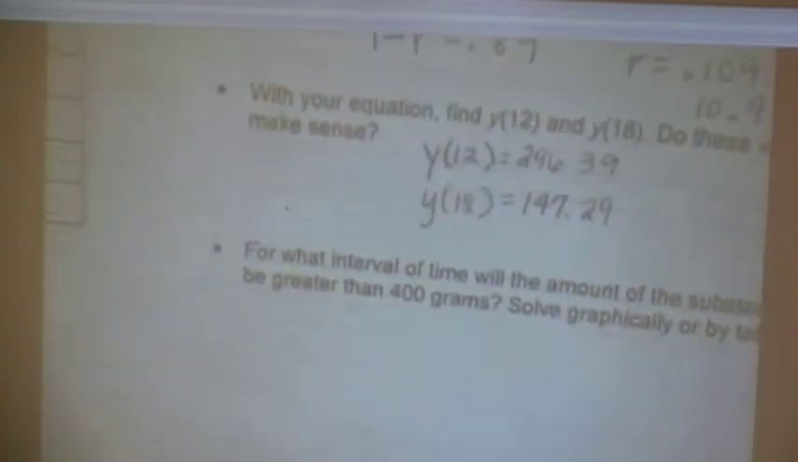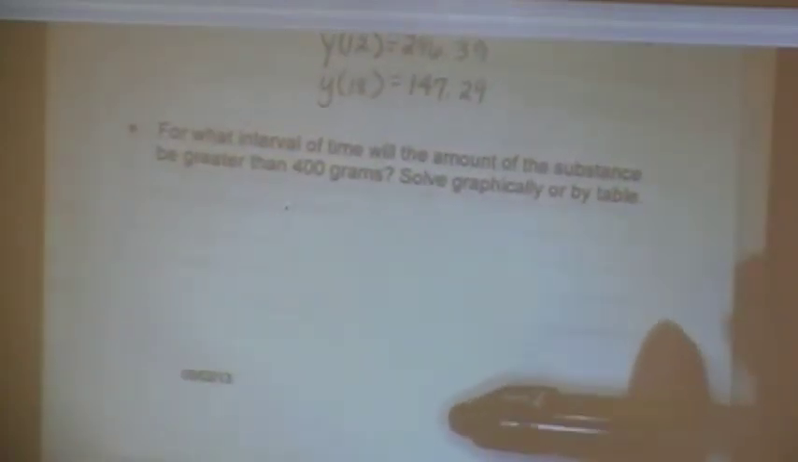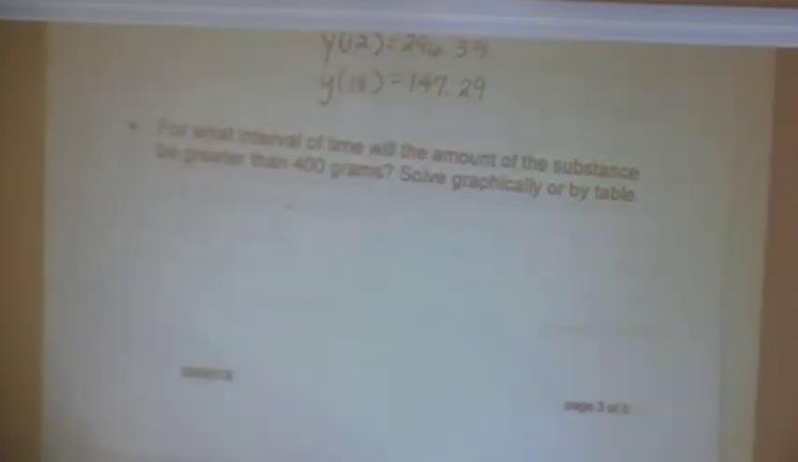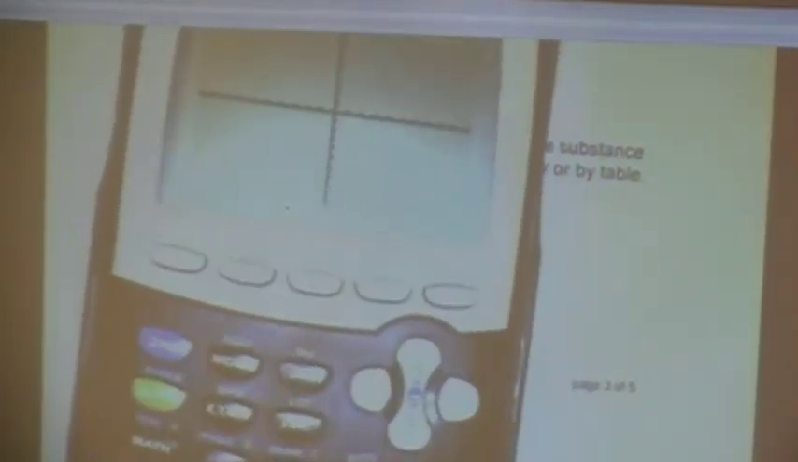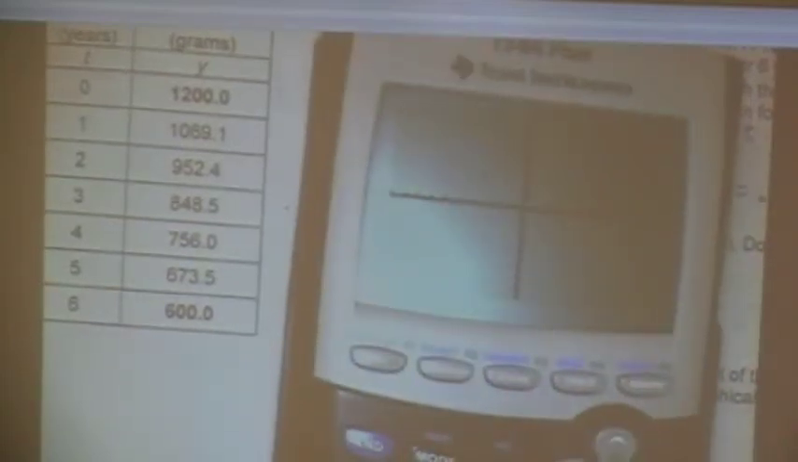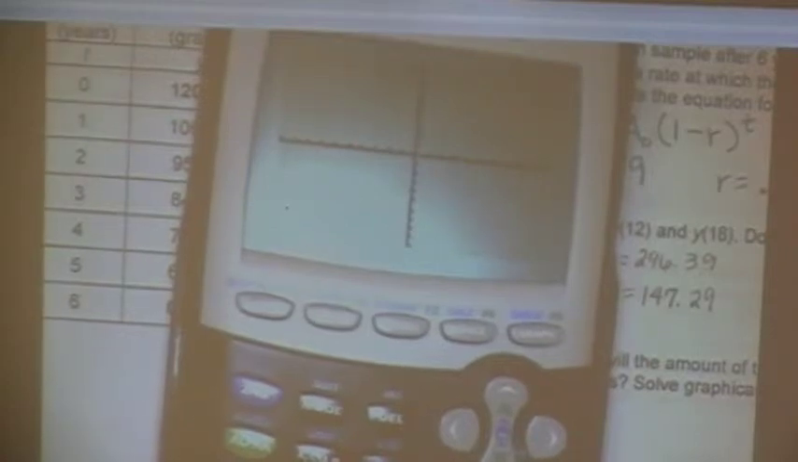All right, now it asks us a question: for what interval of time will the amount of the substance be greater than 400 grams? So I'm going to go ahead and just hit graph and see if I can see this in my calculator. Now, I just hit graph, and it's in a standard window. I cannot see it. I'm not completely surprised, because if you look at your table, look at what your y values are. They're huge, and my standard window just goes up to 10. So I need to adjust my window.